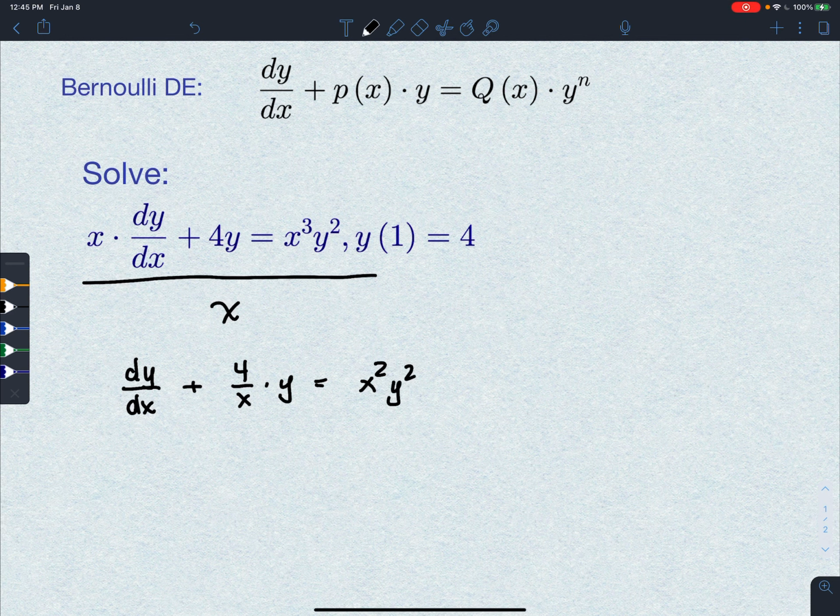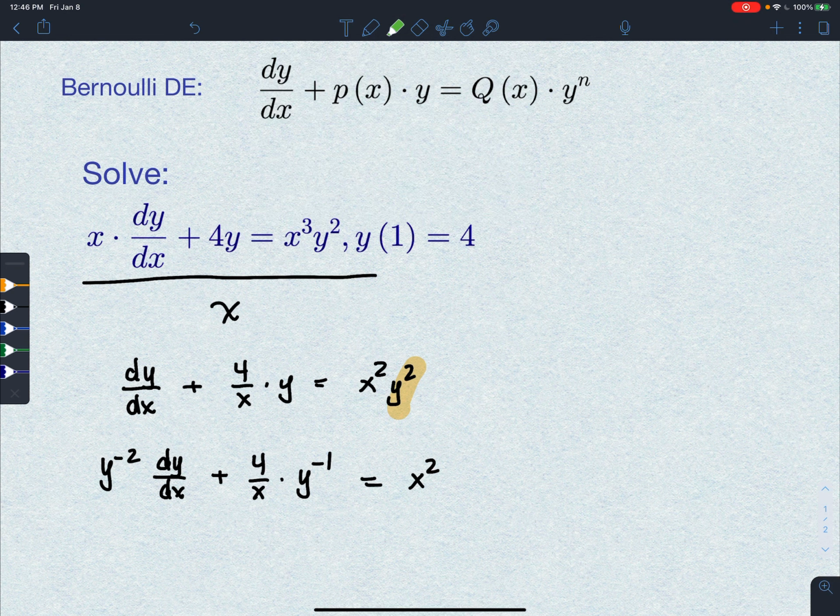So the technique that we use, we divide both sides by y squared. Writing that as y to the negative 2, I'm going to have y to the negative 2 dy/dx plus 4 over x. Now I have y times y to the negative 2, so it's going to be y to the negative 1 equals x squared. And that's sort of looking more like a first order linear, except we have these y to the negative 1 and y to the negative 2 terms.